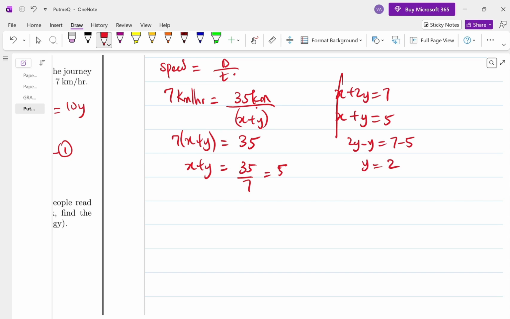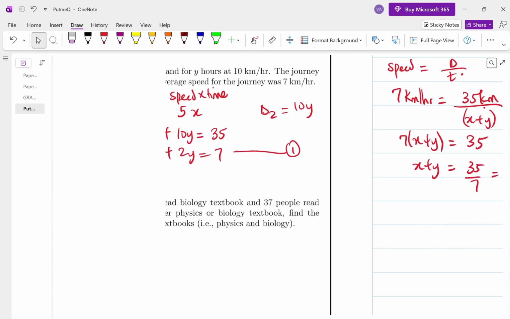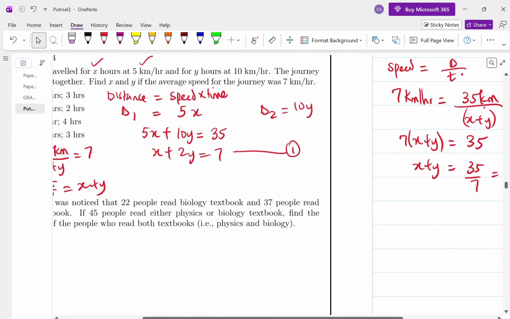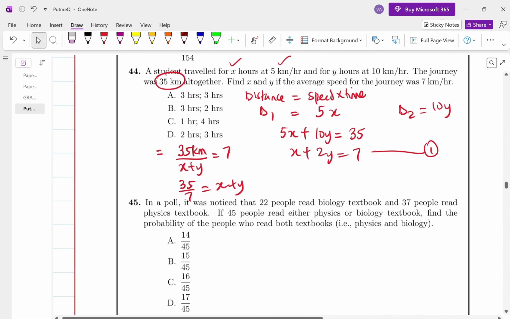Now what would x be? x would definitely be 5 minus y, because we know that the sum of x and y is equal to 5. So if we put 2 here, and then take the 2 to the other side, this will be x equal 5 take away 2, which is 3. That's what we have. So x is 3, y is 2. So the answer for that is B. That's the answer for that very equation.